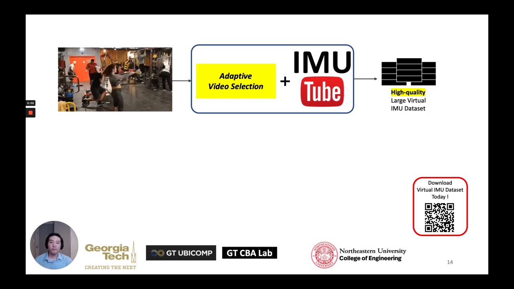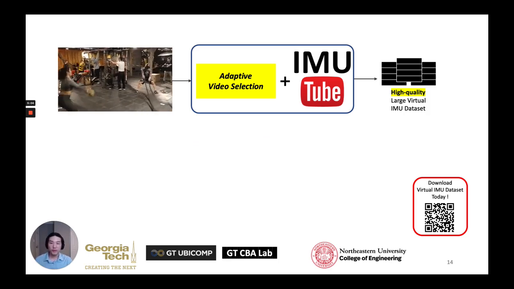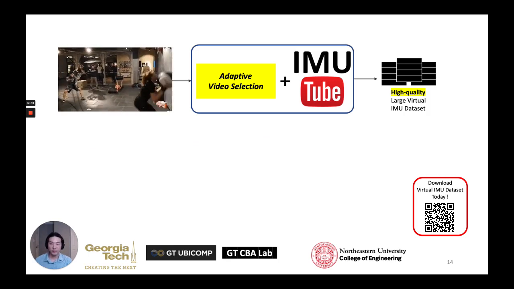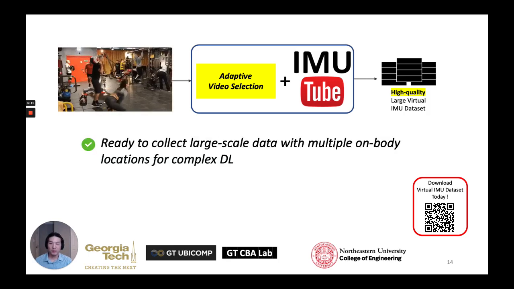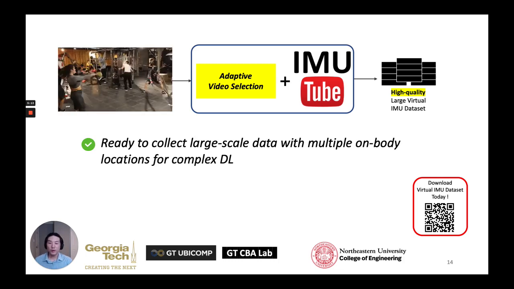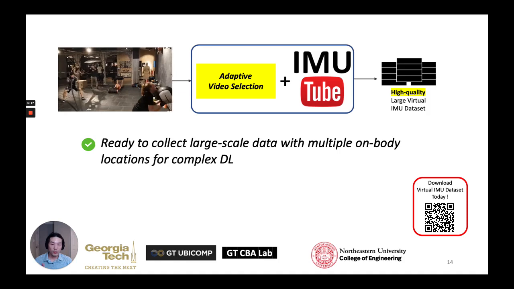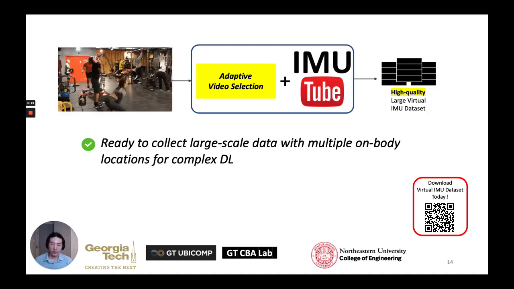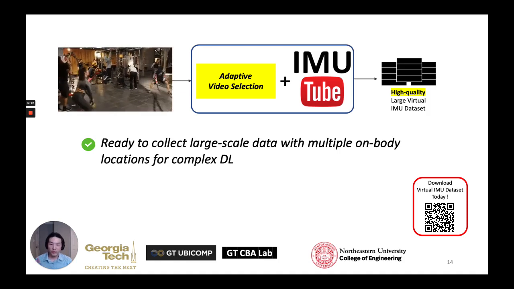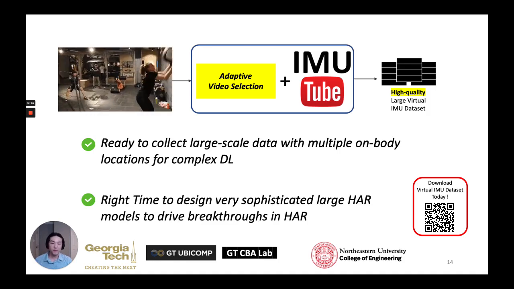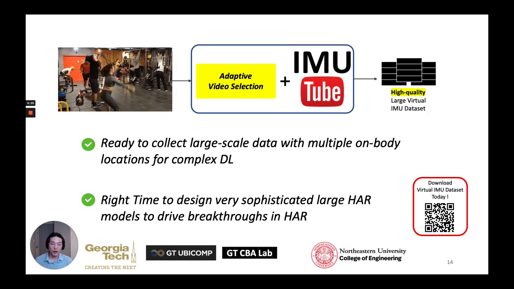In summary, we extended IMUTube with adaptive video selection to generate high-quality large virtual IMU datasets. In doing so, we are now ready to collect large-scale data beyond a single wrist sensor and with multiple on-body locations for complex deep learning models. And with large-scale virtual IMU datasets, this is the right time to design very sophisticated large HAR models to drive breakthroughs in HAR.